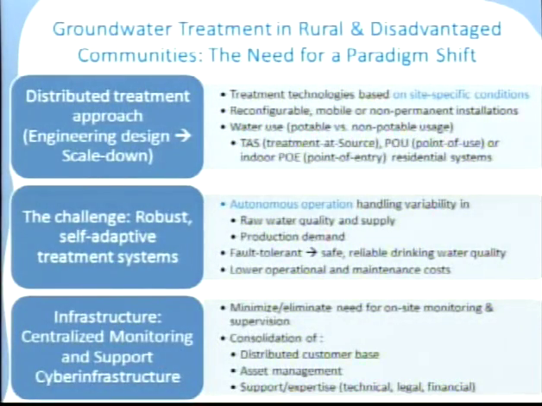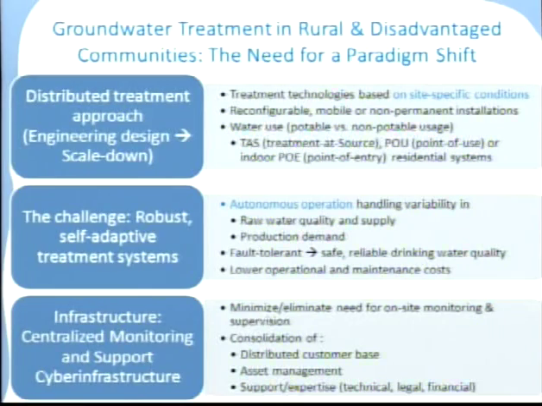So here the case that I'm trying to make is for a paradigm shift. The systems I will focus on primarily are membrane-based and ion exchange, because they can be complementary in many ways. In order to make them work, we have to start thinking differently, in terms of engineering design that is a scale down rather than a scale up. We have distributed systems, and if they're distributed, it also means we have a challenge that those systems have to be robust and self-adaptive.